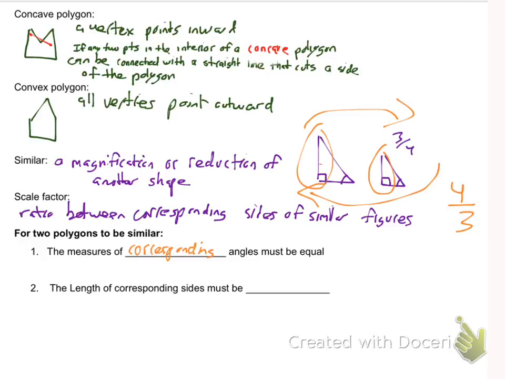And then the length of corresponding sides must be, if you happen to have corresponding sides or corresponding angles which correspond with sides, they must be proportional, or aka have that scale factor. In our triangles, 3/4 or 4/3. Matters which way, again, you're looking at them.